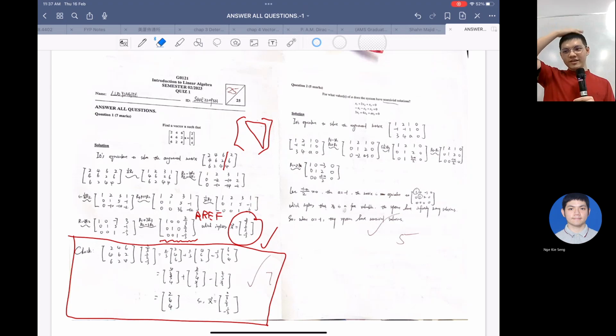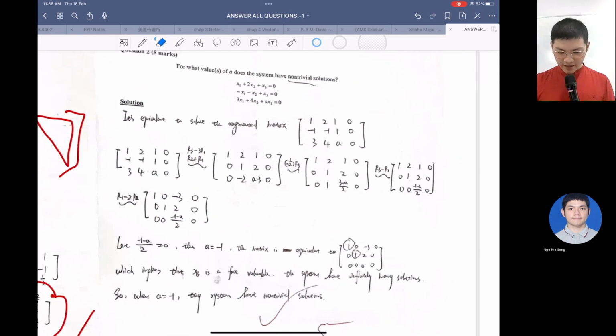Should be good. Only a handful of you maybe did the wrong calculation. So make sure to be careful with your calculation.